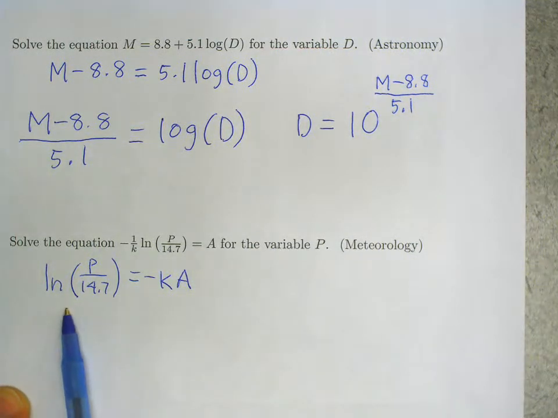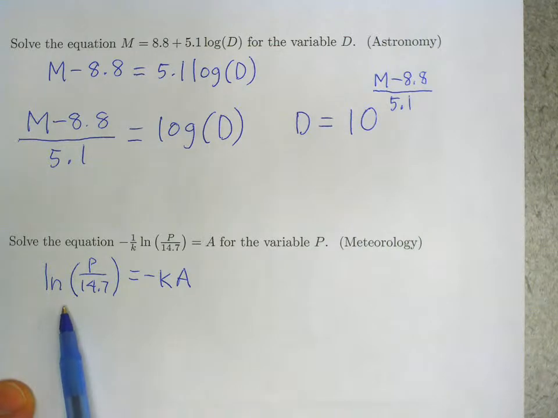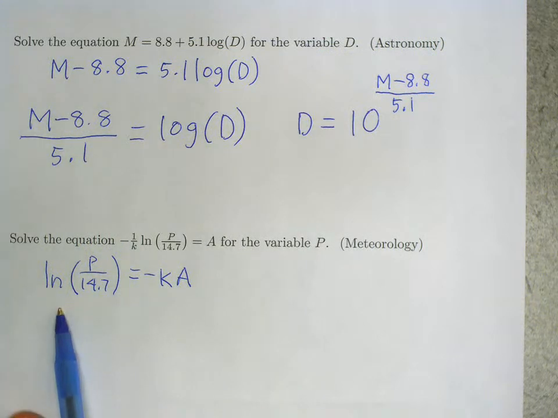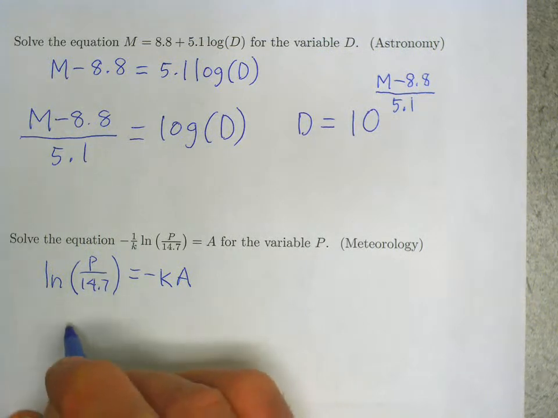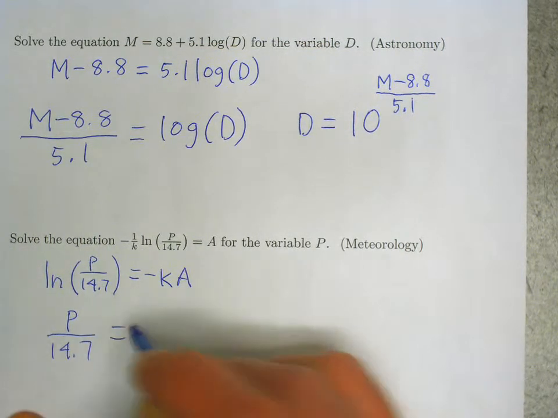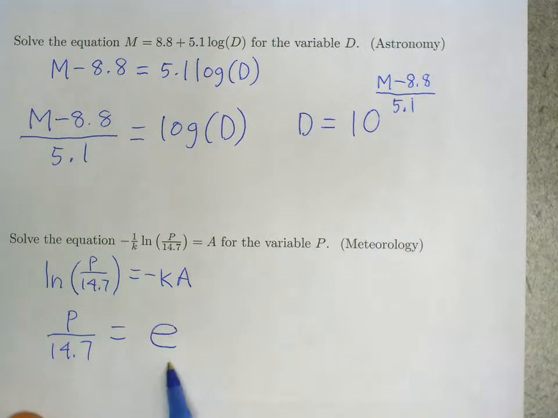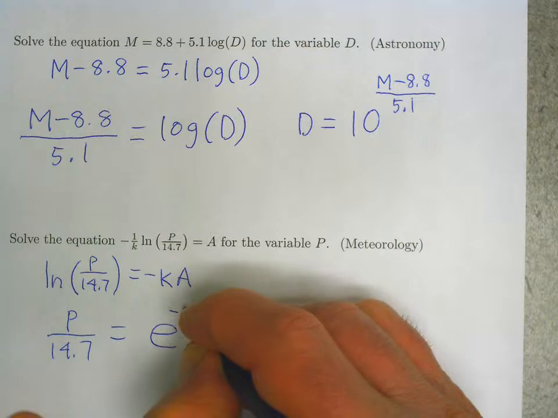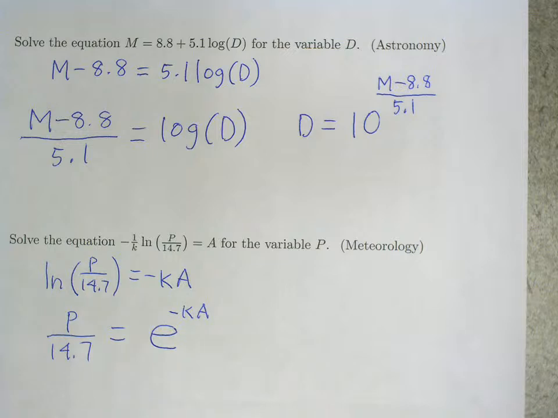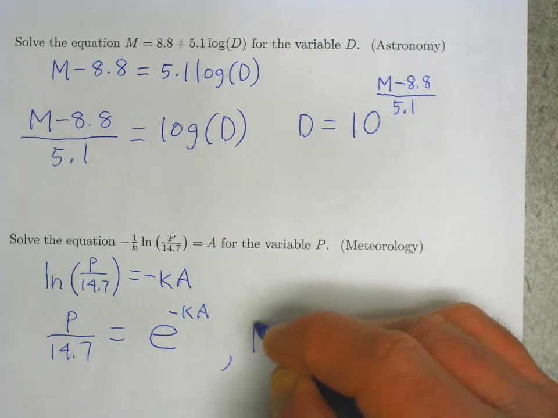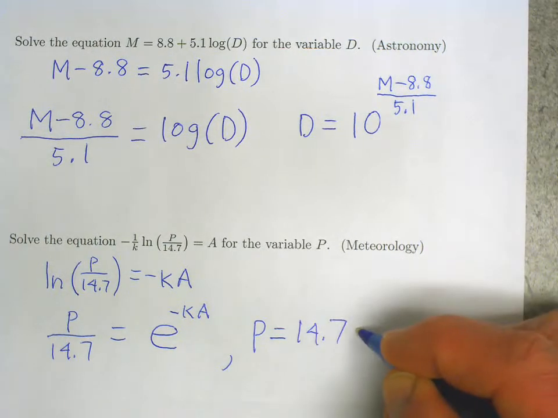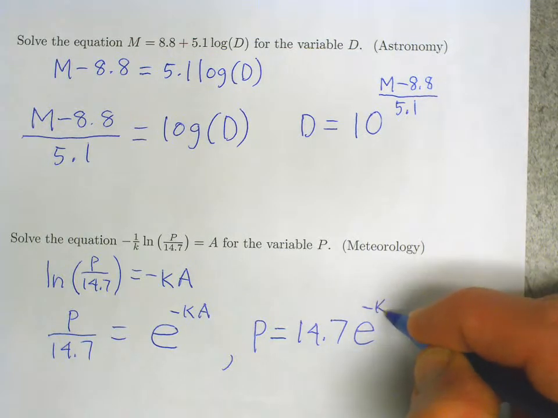Okay, this is the base e logarithm, so we can convert this logarithmic equation to its exponential equation equivalent. That means the argument of the logarithm, capital P divided by 14.7, is equal to the base number e raised to the exponent, negative k times A. And then the last step, multiply both sides by 14.7. And so capital P is equal to 14.7 times e to the negative k times capital A.